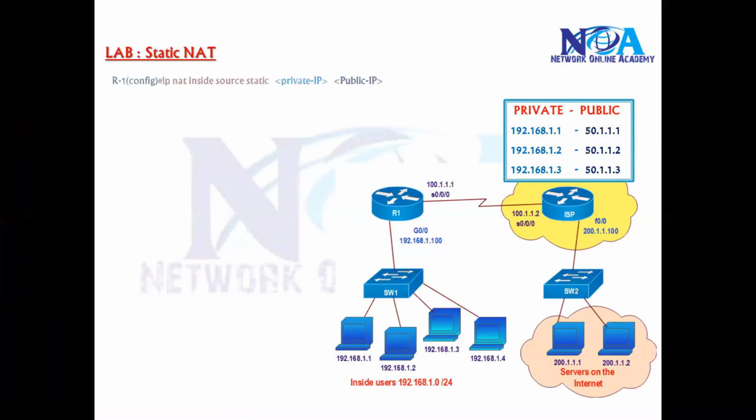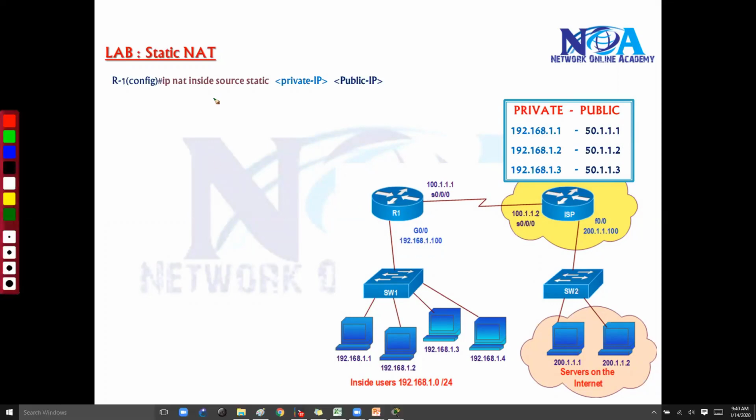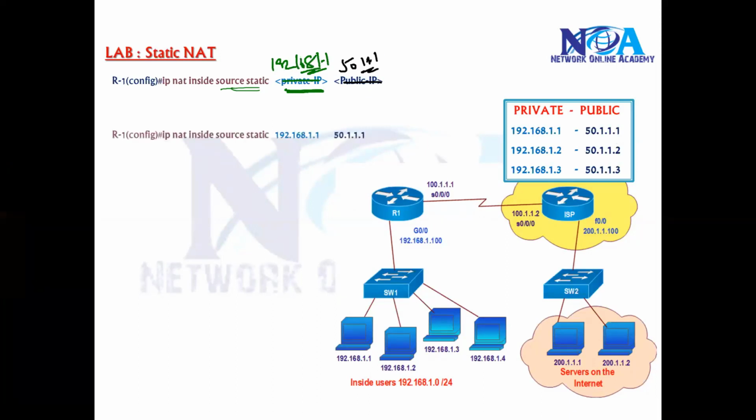As per my requirement, if you want to write the static NAT, this is the syntax. We need to say IP NAT inside source static. This is source NAT, which we generally do. The source address will be translated. And then what is the private IP address? In our case, the private IP address is 192.168.1.1. And then you have to tell what is the registered IP, 50.111. So that's a simple one line configuration.